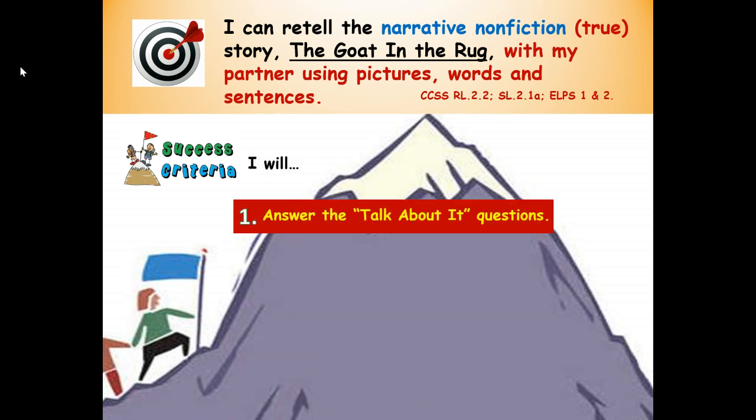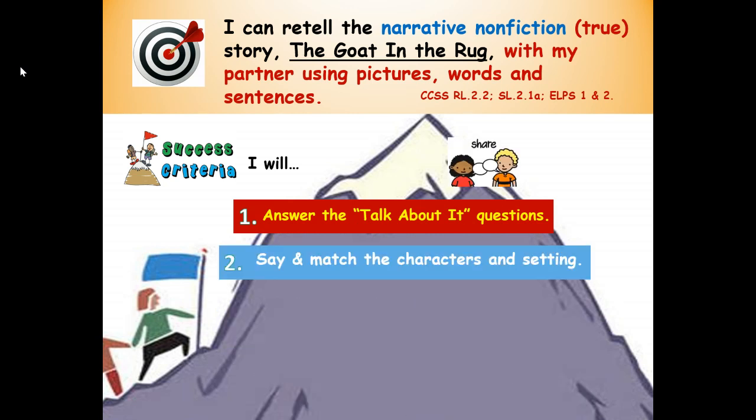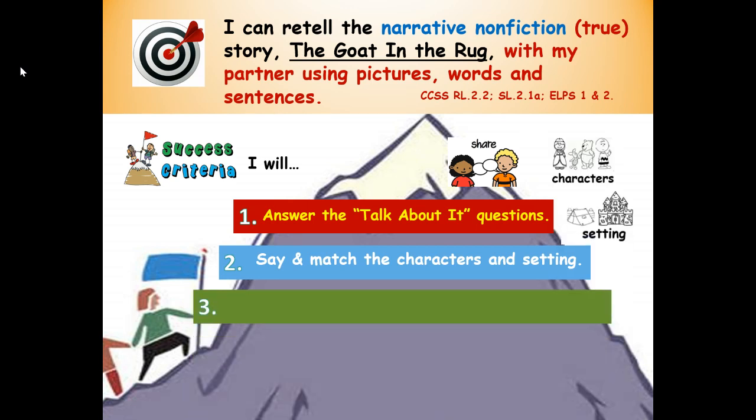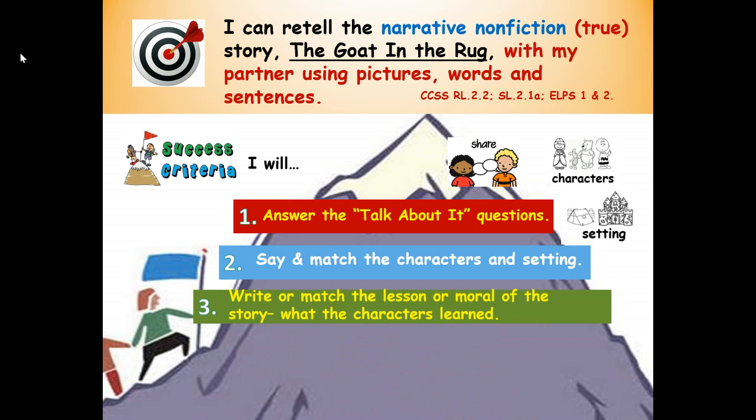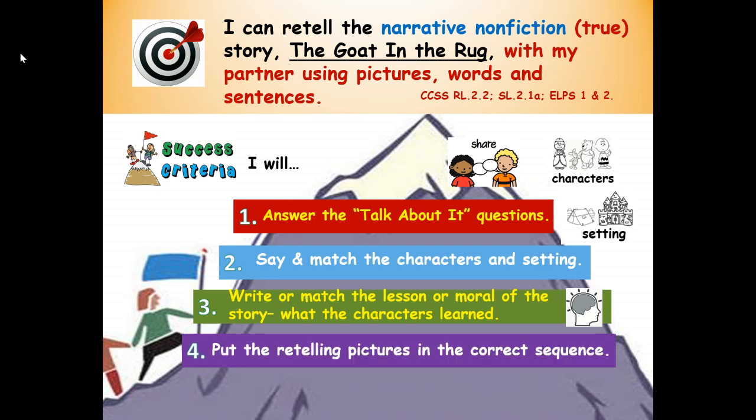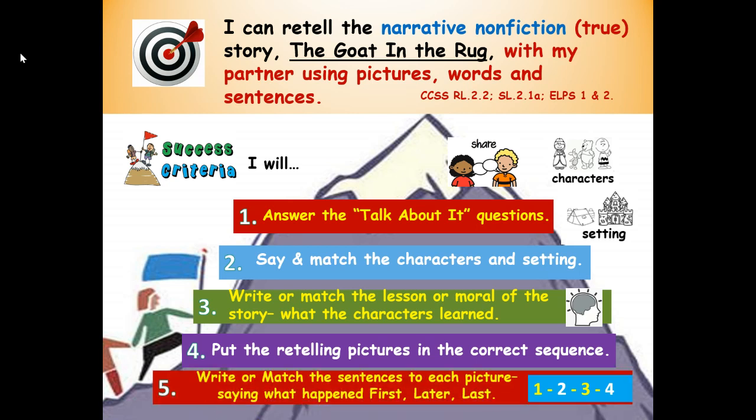I will answer the talk about it questions. I will say and match the characters and setting. I will write or match the lesson or moral of the story, what the characters learned. I will put the retelling pictures in the correct sequence. I will write or match the sentences to each picture, saying what happened first, later, last.